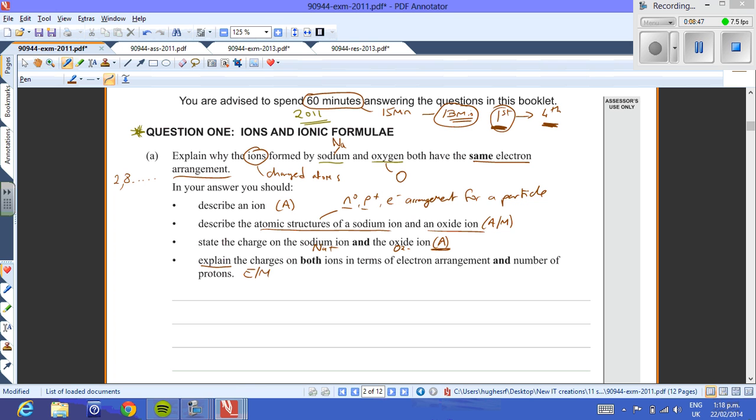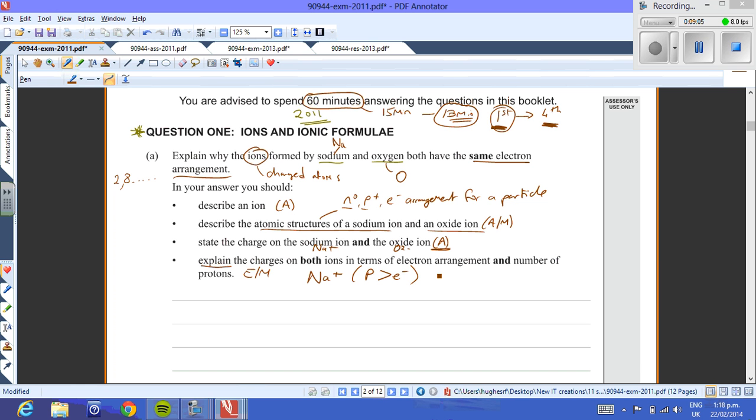Go back to the question here. Explain the charges on both ions in terms of electron arrangement and number of protons. Well, basically, the sodium is plus, which means that there's one more proton than electrons.